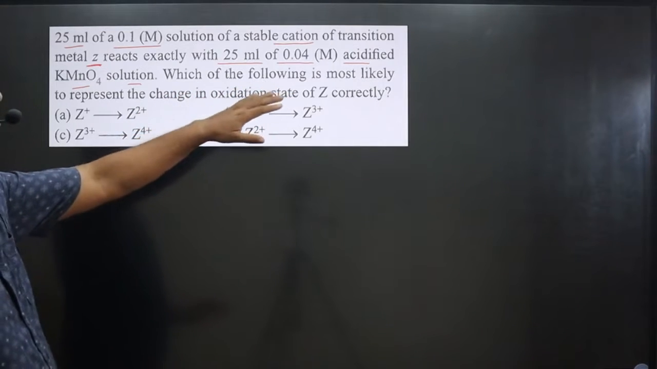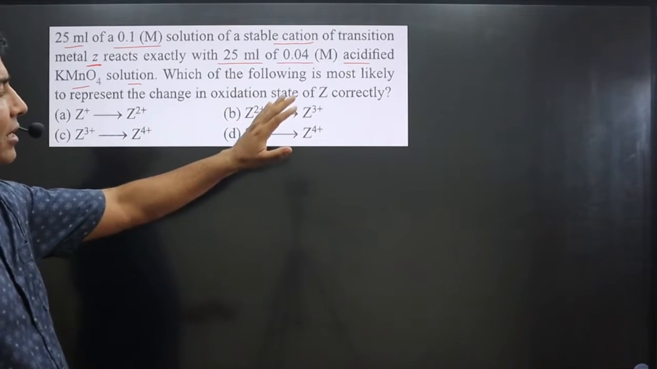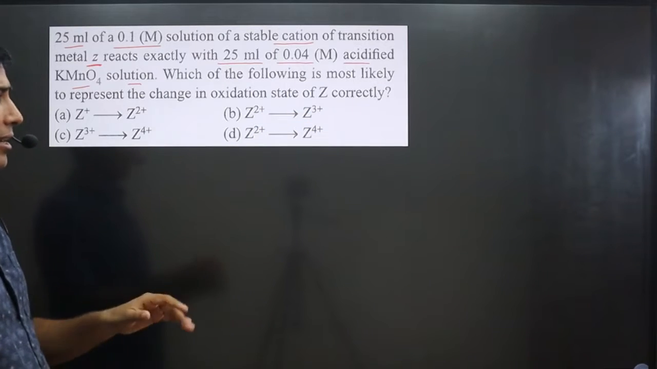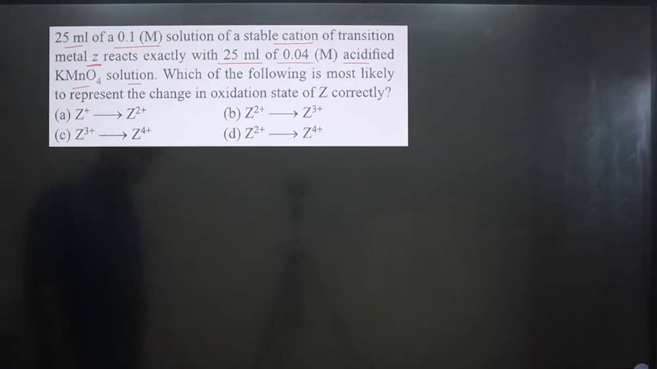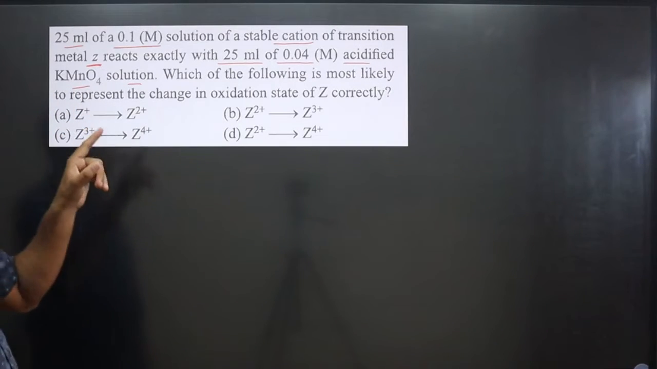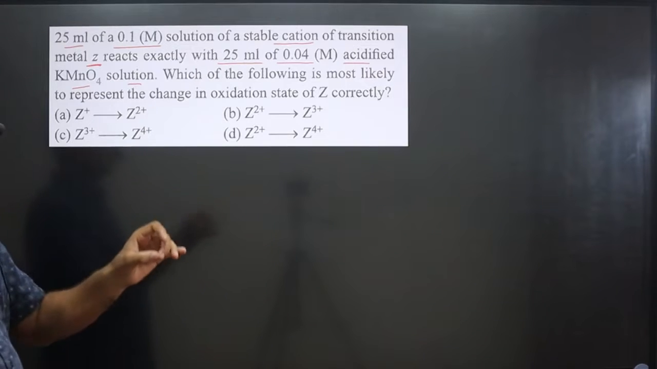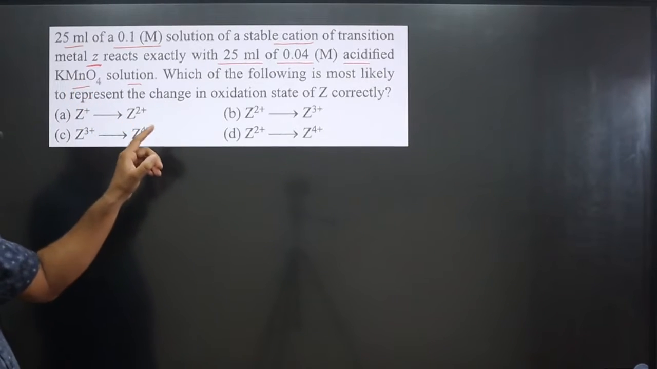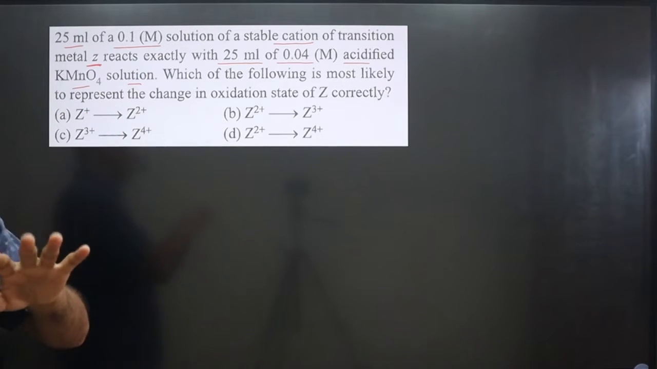It says which of the following is most likely to represent the change in the oxidation number or oxidation state of Z correctly. Not zinc, it is Z, brother. Now keep in mind KMnO4 is a strong oxidizing agent, and definitely there will be a change in oxidation number of Z. Why? Because it is supposed to undergo oxidation in the presence of a strong oxidizing agent.